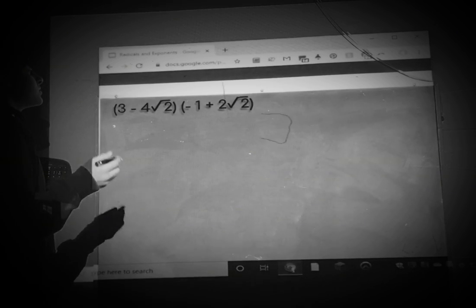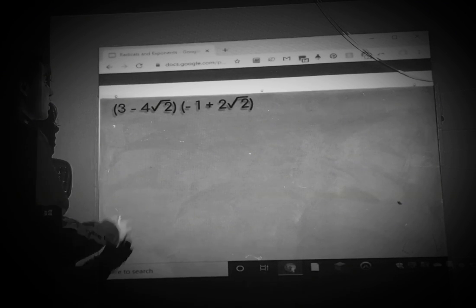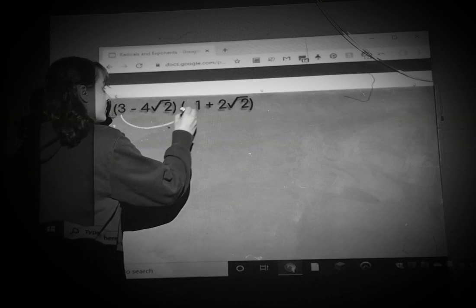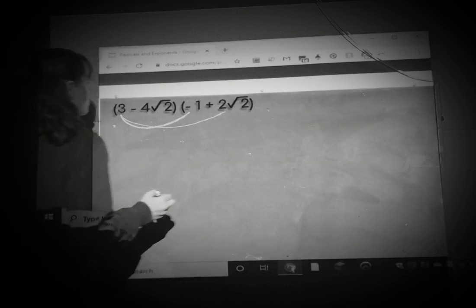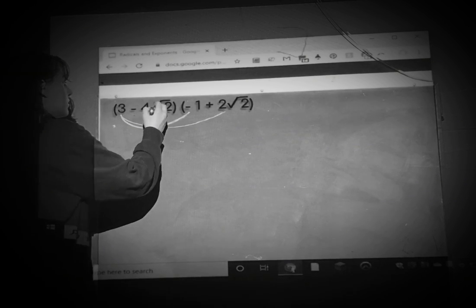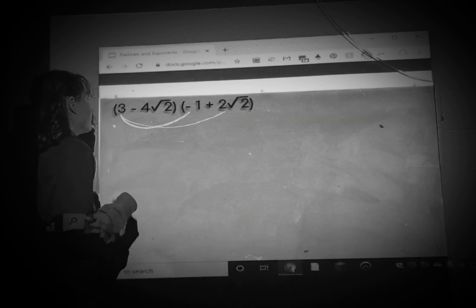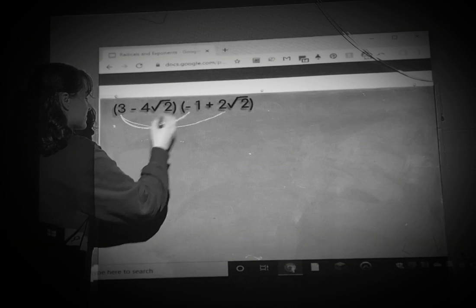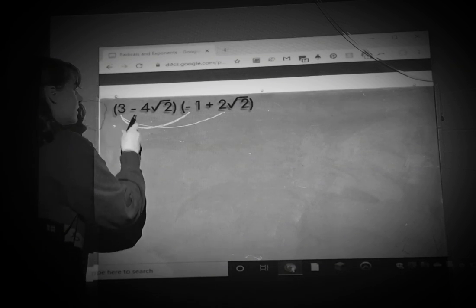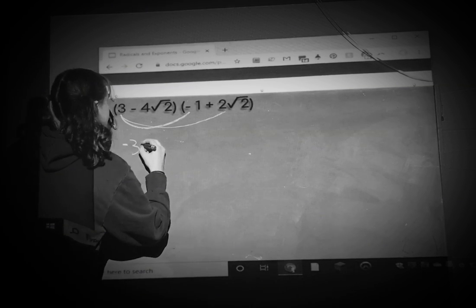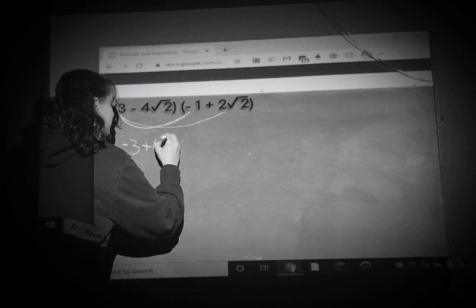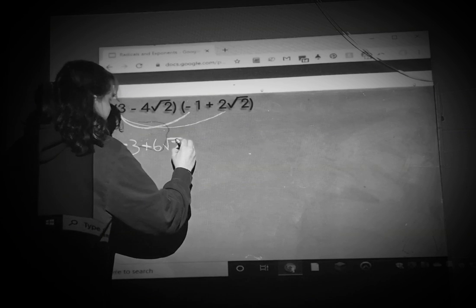To multiply radicals, you are going to distribute. Don't say FOIL, because apparently that's wrong. You're going to distribute the 3 into the -1, and then into the 2 square root 2. And then, after that, well, I'll tell you later. Okay, 3 times -1 is -3, and 3 times 2 square root 2 is 6 square root 2.